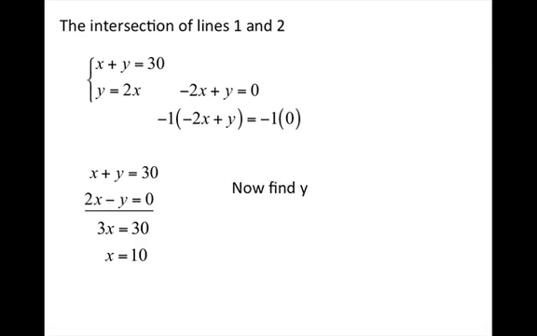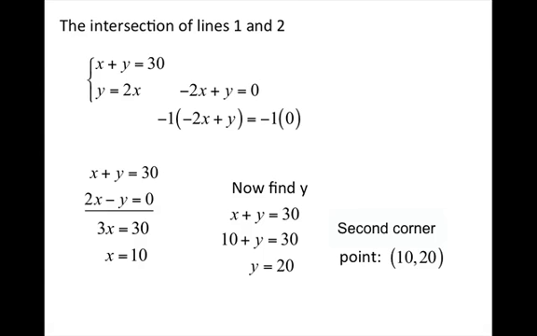Since I have x, I need to find my y. So go to any of your equations. I'm going to use x plus y equals 30. If x is 10, I have 10 plus y equals 30. Then if I subtract 10 from each side, I get y equals 20. So my corner point is the ordered pair 10, 20. This system only had two corner points, 0, 30 and 10, 20.